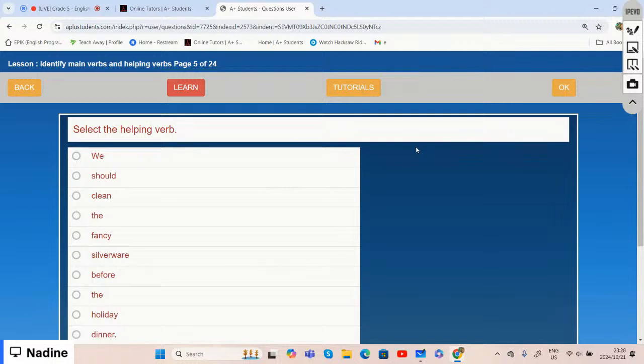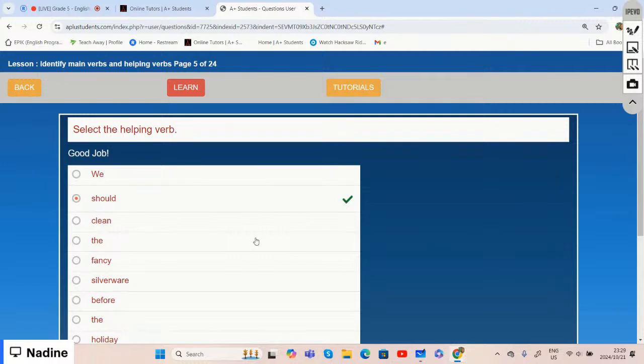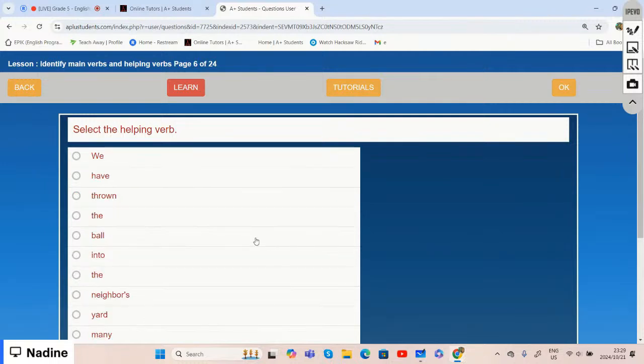So our main verb, before we even go to a helping verb, is something that we are doing: clean. But now our helping verb is should. What should he do? He should clean. He's cleaning, but he should clean the bathroom. And should is correct.